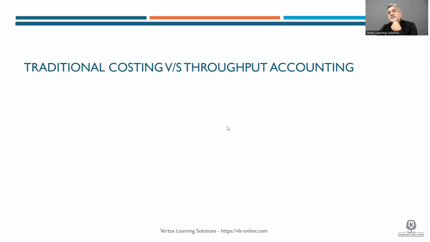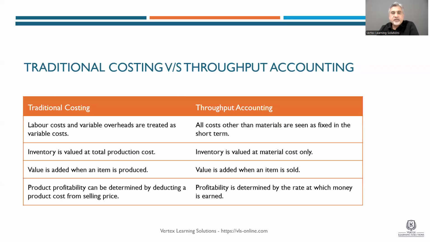So, traditional costing versus throughput accounting. When I say traditional costing, I mean, remember that absorption costing method. The fundamental principle is to maximize the production and decrease the cost, decrease the fixed overhead cost per unit, and so on. If we see the differences, let's discuss one by one. Do not try to read everything. Everything has come on screen at once.